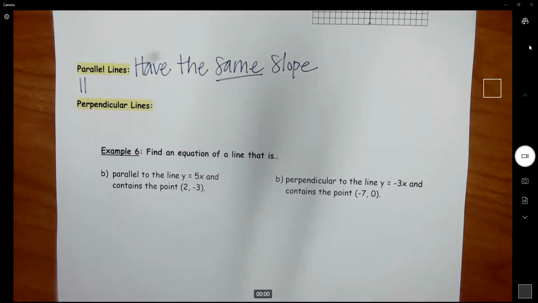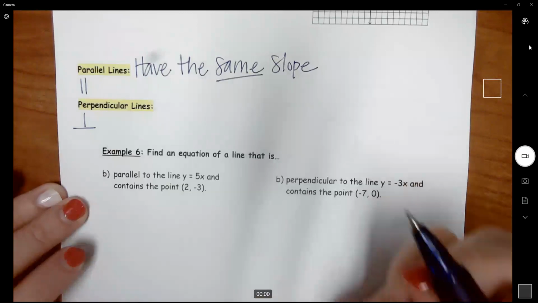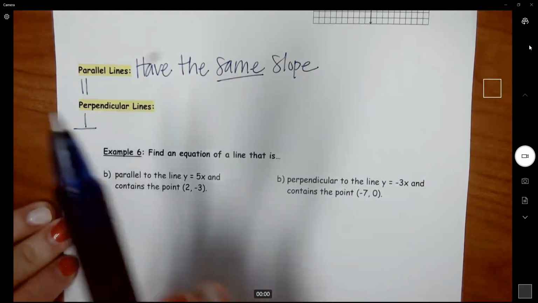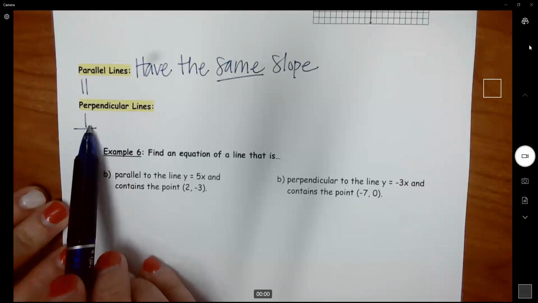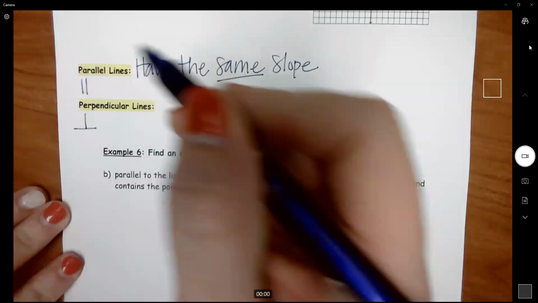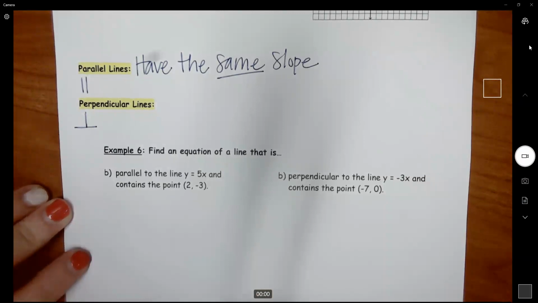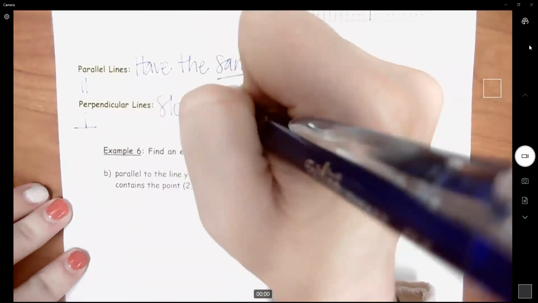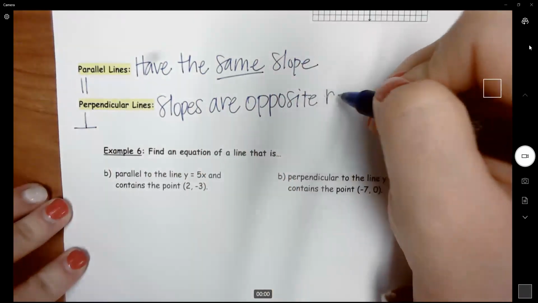And then perpendicular lines, its symbol kind of looks like an upside down capital T. What perpendicular lines are, if you remember this from geometry class, are two lines that cross and form right angles. And that's exactly what that symbol looks like, as if you were to put a little box right there, you've got right angles. Perpendicular lines have slopes that are opposite reciprocals.